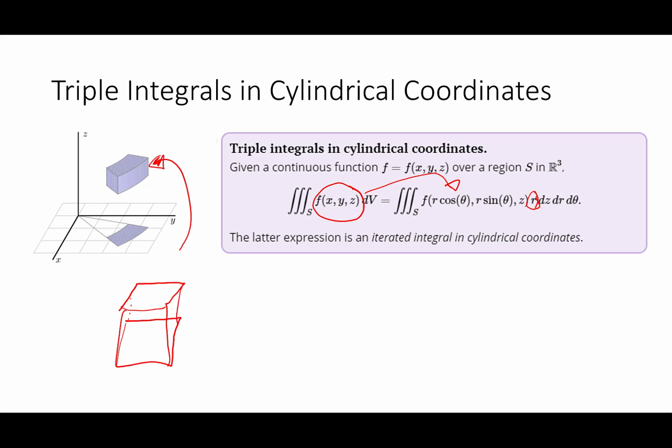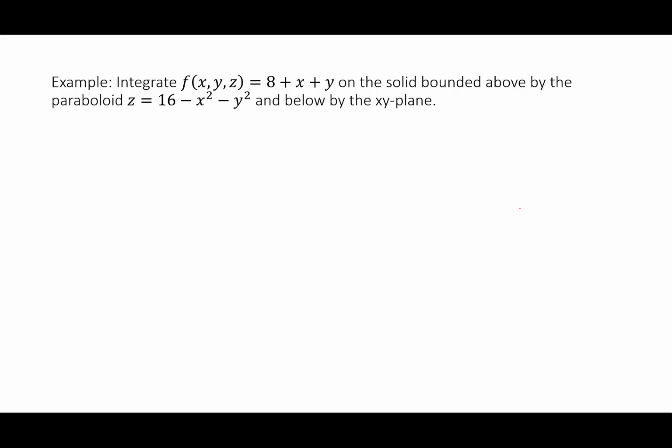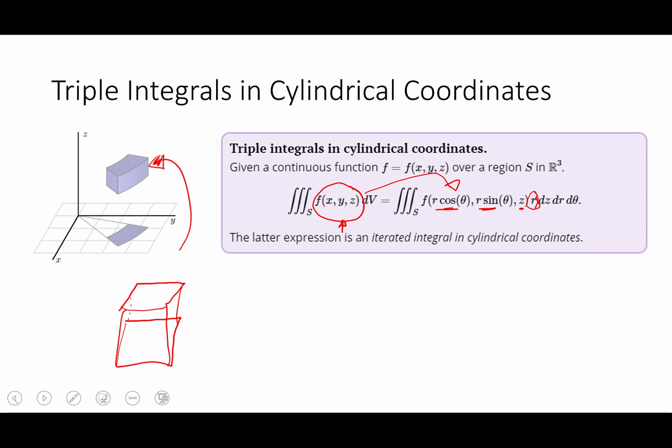But in any case, to convert from Cartesian coordinates to cylindrical, you use your conversion formulas. x is equal to r cosine theta, y is equal to r sine theta, and z is equal to z. And then make sure you multiply by that extra factor of r, because again, when we change this coordinate system, we're changing how we're breaking up our solid. And the volume formula is a little bit more complicated.